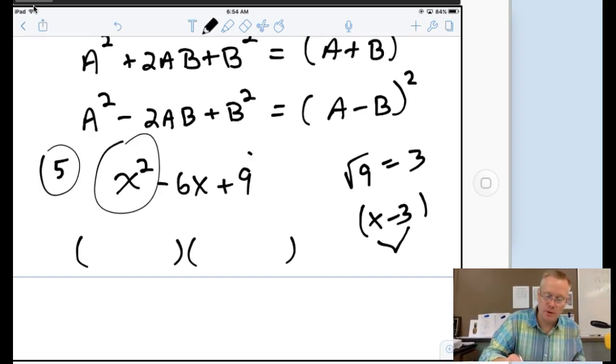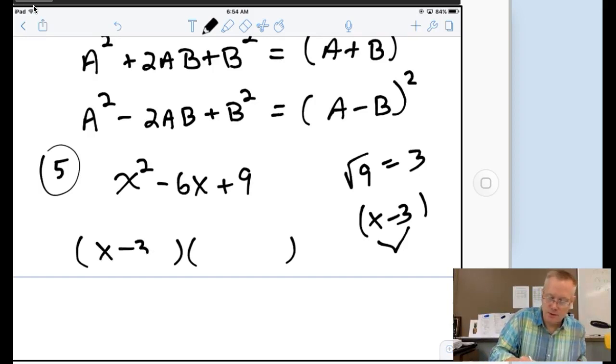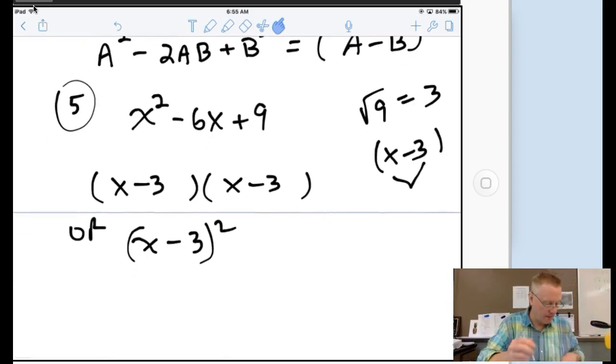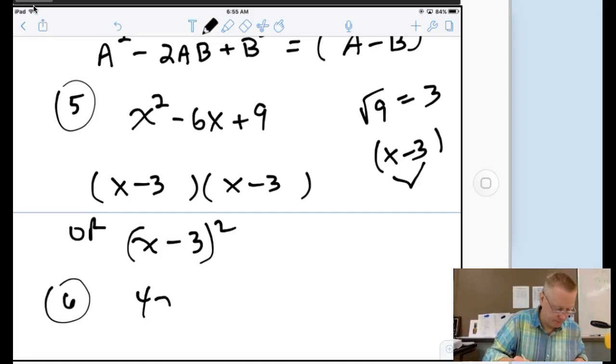The front's a perfect square, the back's a perfect square, then it's really a matter of whether the middle matches up with it. So x times negative 3 is negative 3x, negative 3x times 2 is negative 6x, so that does work, which means my answer is either x minus 3 times x minus 3 or x minus 3 squared. They're both the same thing, just written differently. Number 6 is a little trickier because I'm putting a number in front of the x squared.